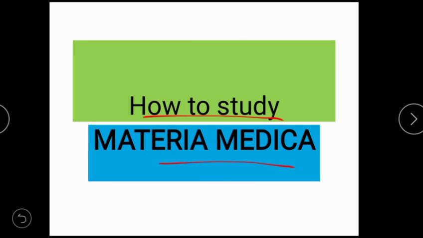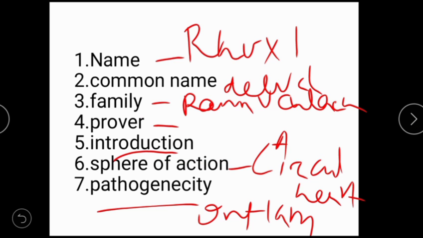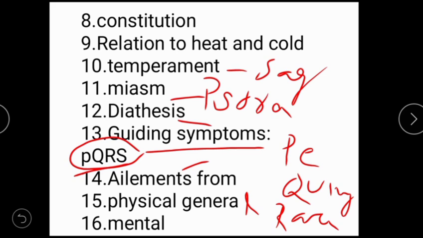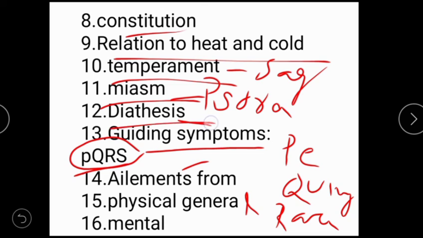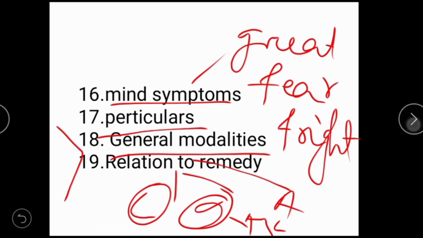So in this way you should study our Materia Medica: the name, common name, family, prover, introduction, sphere of action, pathogenicity, constitution, relation to heat and cold, temperament, miasm, diathesis, guiding symptoms, PQRS formula, then elements, physical general, mental general, then mind symptom, particular, general modality, and relation of remedy, all of which you should cover.